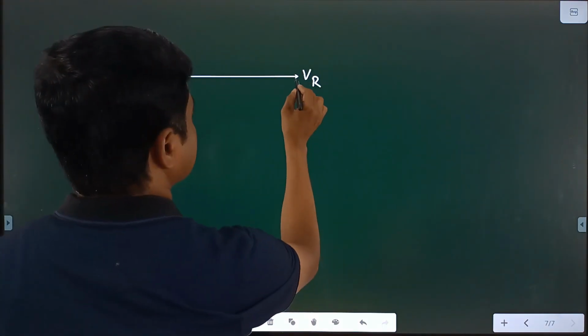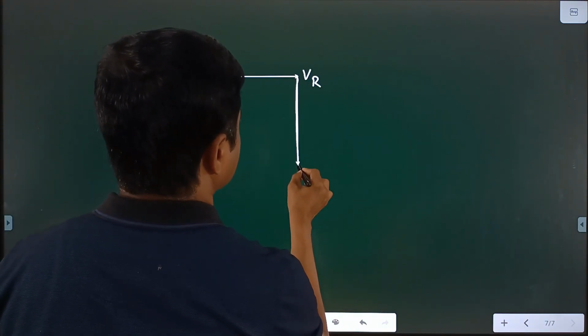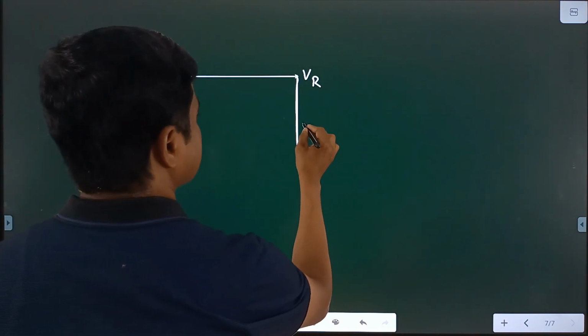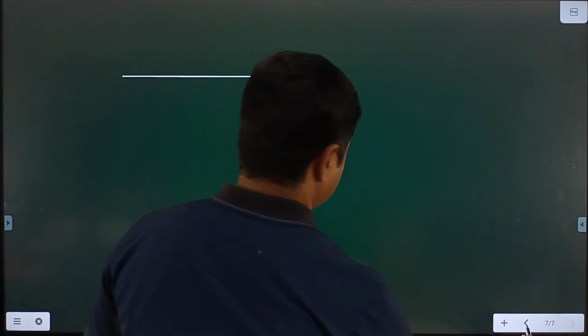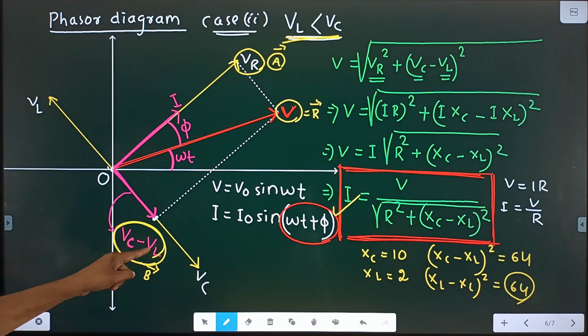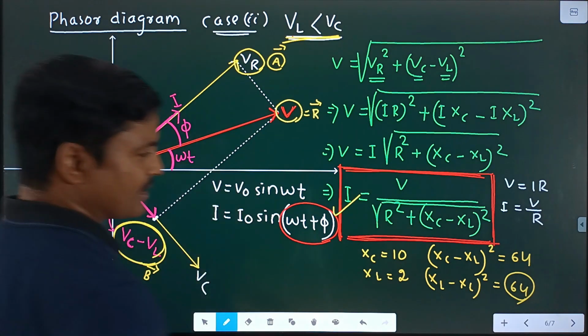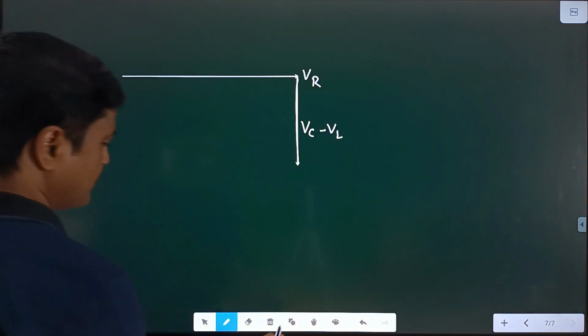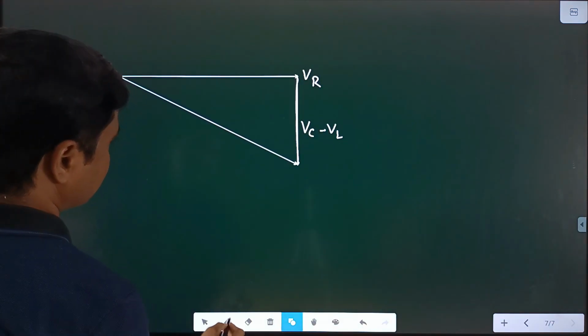We draw the second side. This one we write, that is VC minus VL. This is the third side. The third side is V. We write that it is the third side, or resultant, we write that is V.